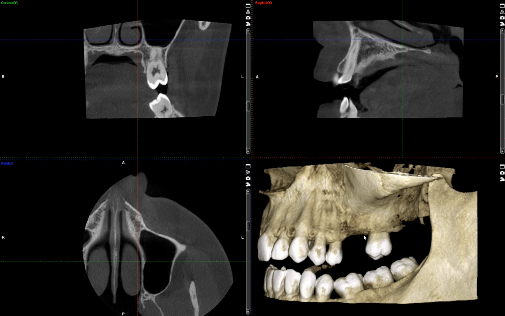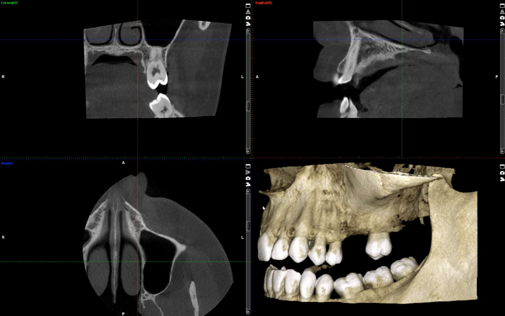I think one of the areas that we want to evaluate by taking a cone beam CT scan is the position of the maxillary sinus. We don't exactly know the shape and morphology of the sinus floor. Sometimes the sinus floor may have a partial septation, which we want to be mindful of, especially if you're planning on doing a sinus lift procedure.